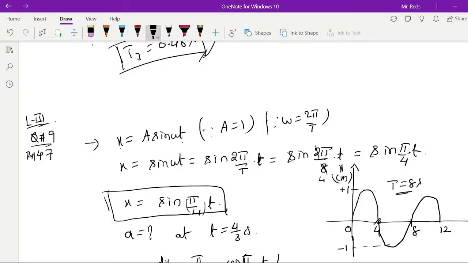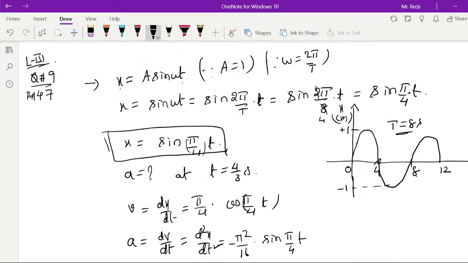But what is the question? At time t equal to 4 by 3 seconds, what is the acceleration? So from the displacement-time graph, you can get the instantaneous displacement as a function of time. From this, if you want acceleration, you have to double differentiate your position. If you differentiate this with respect to time, you will get velocity. Then if you differentiate that with respect to time, you will get acceleration. So first, velocity is dx by dt.